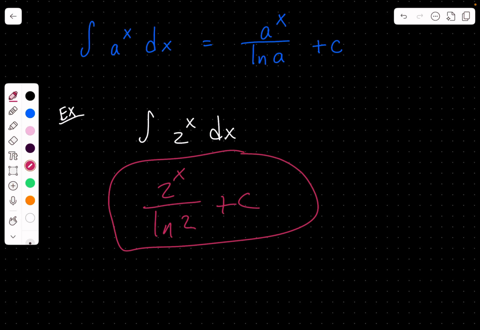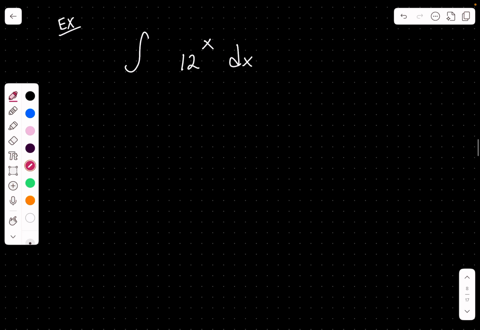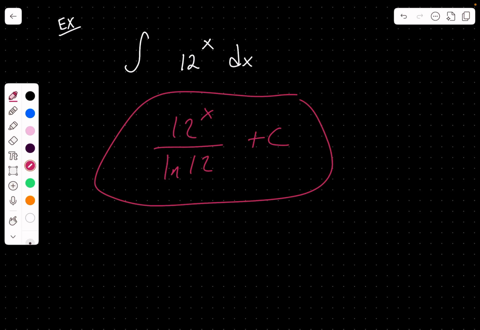Pretty simple, pretty easy. Now let's try this again. Practice makes perfect. Try it out yourself if you'd like. It's pretty easy. Bam, that is our answer.